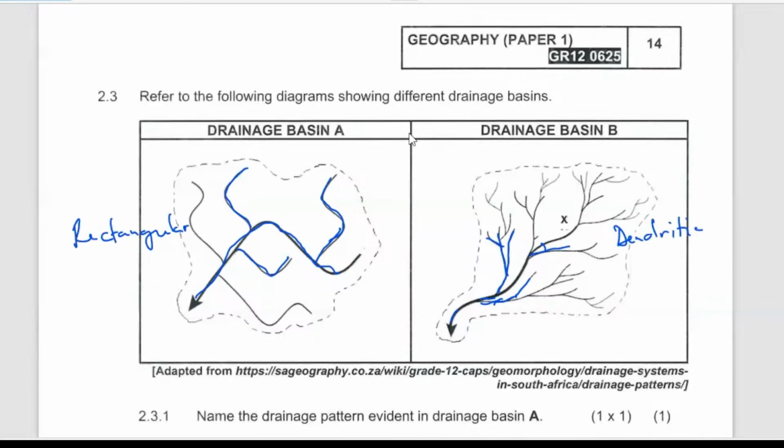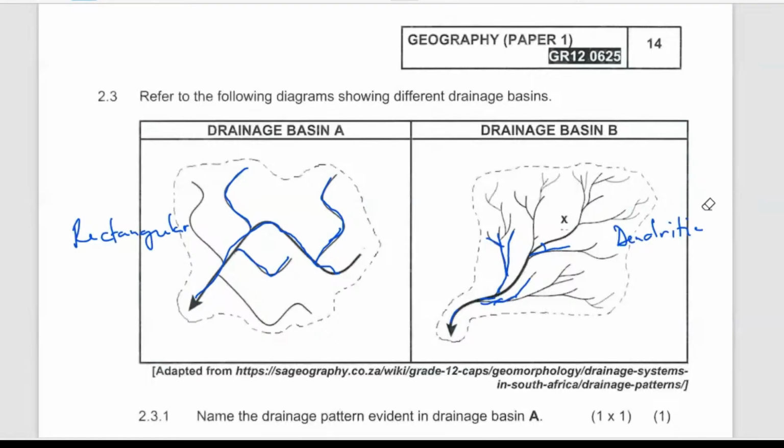Dendritic, which is a derivative word from the word dendros, and dendros meaning a tree and its branches. This pattern resembles a tree and its branches. Like if this was the stem of the tree, this is going to be the branches and the sub-branches of the tree. It resembles a tree with its branches, which is dendros, which is a Greek word, and that is where our term dendritic was derived from. So those are our two patterns.